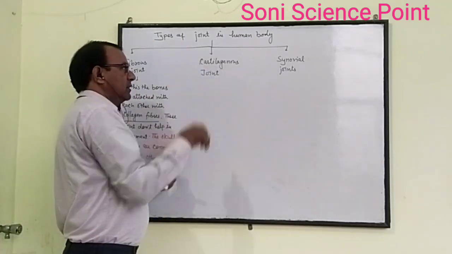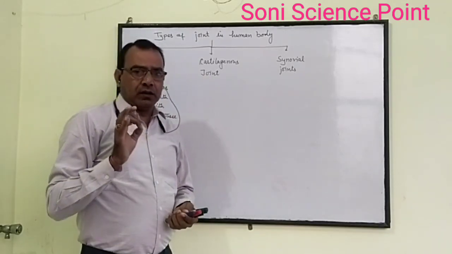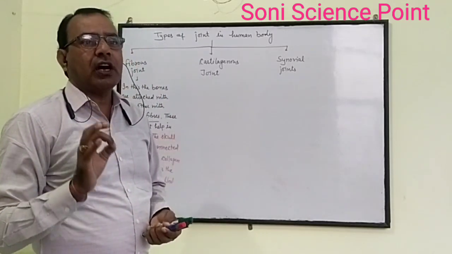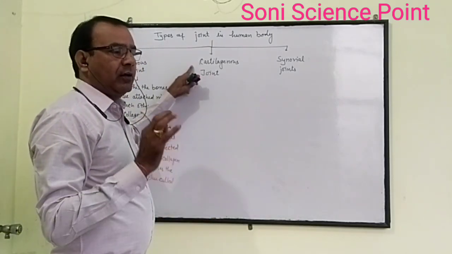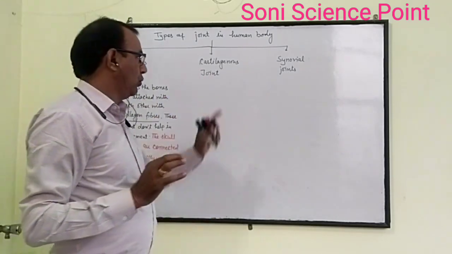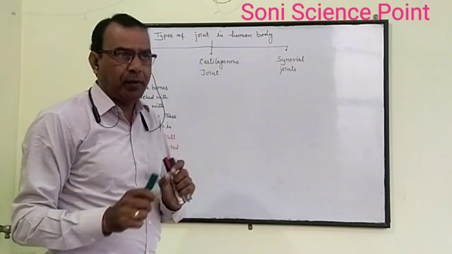And the second one is the cartilaginous joint. As the name shows, cartilage. Cartilage is flexible. These are flexible bone joints. So this joint helps in a little movement in the body.